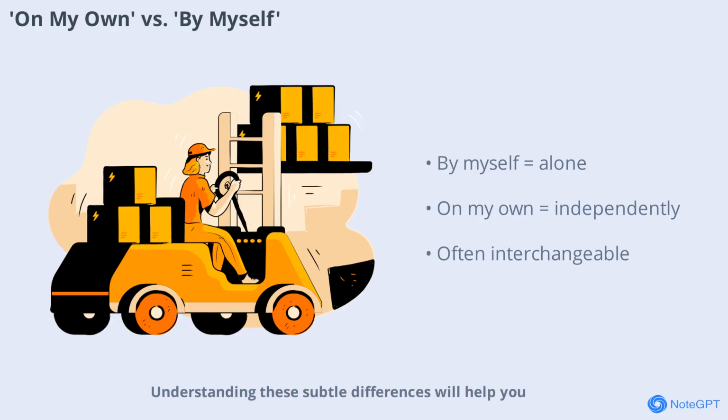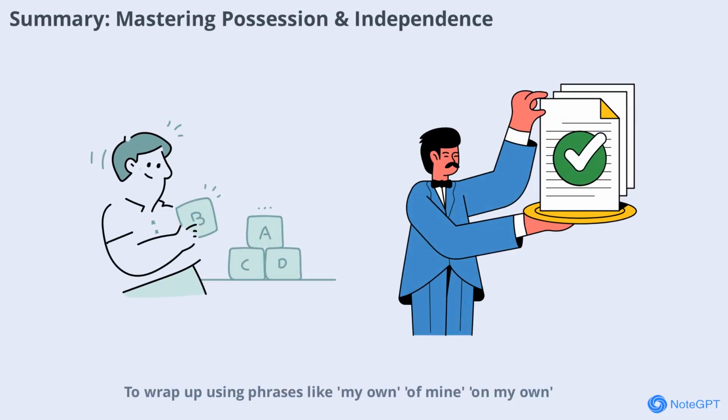Understanding these subtle differences will help you sound more fluent and natural in English conversations. To wrap up, using phrases like "my own," "of mine," "on my own," and "by myself" correctly can make your English much clearer and more natural. Remember, "my own" and "of mine" show possession, while "on my own" and "by myself" express doing things alone or independently. Practice these structures in your daily conversations, and soon you'll find them becoming second nature. Mastering these small details will boost your confidence and help you communicate more effectively in English.